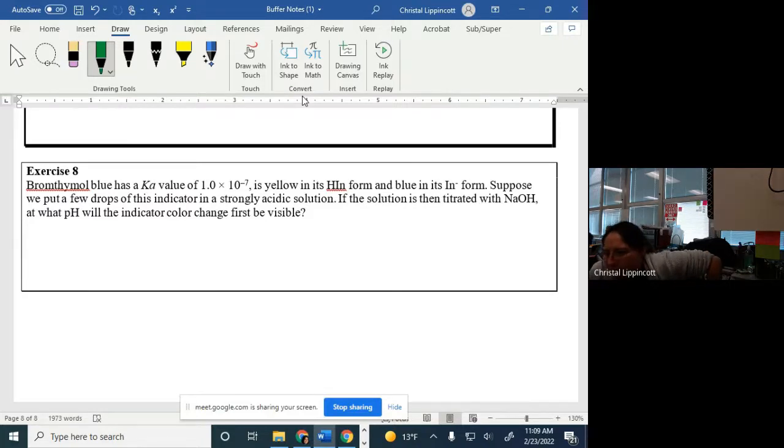We've got a Ka value of 1 times 10 to the negative 7. It's yellow with the hydrogen, the protonated form, and blue when the hydrogen is gone. Suppose we put a few drops of this indicator in a strongly acidic solution. If the solution is then titrated with sodium hydroxide, at what pH will the indicator color change first start to be visible? Well, remember, we know that our pKa is 7.